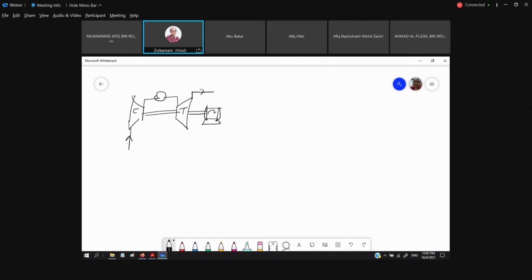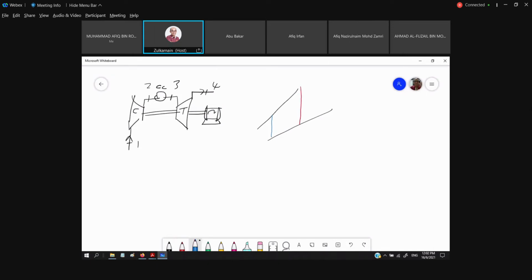So this is the compressor, this is the turbine. This is state 1, state 2, state 3, and state 4. This is our combustion chamber. And when we sketch on the TS diagram, this is a very simple one. This is our compression process. This is our expansion process in the turbine.